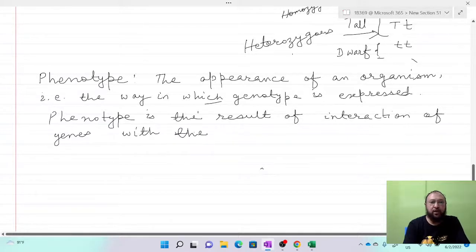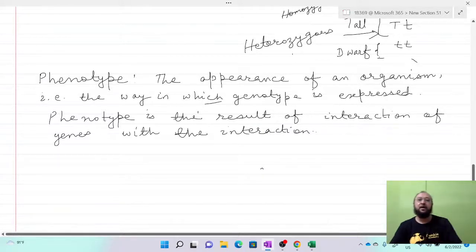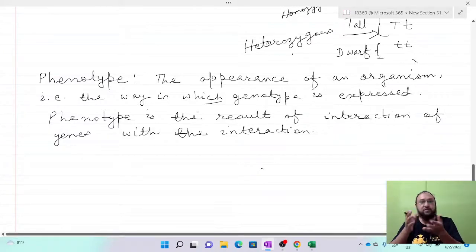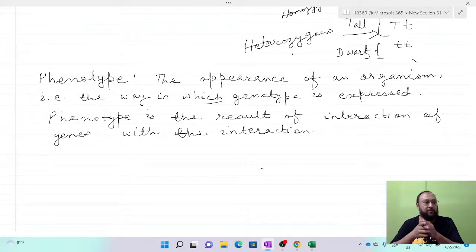So when you go to higher classes, you will study so many things, okay? But according to the syllabus, this is an important point, that phenotype is actually how the organism appears, okay? And the appearance is directed by the genotype. So how the genotype is going to express, that is the phenotype, okay?